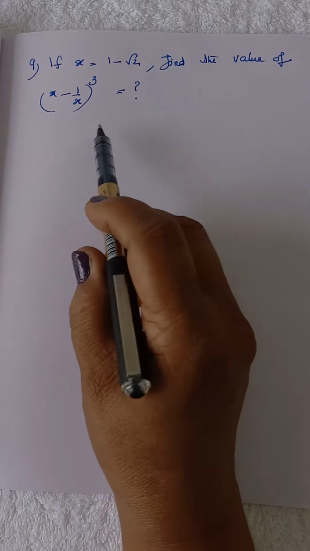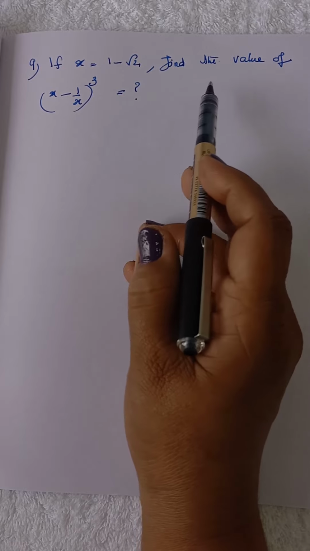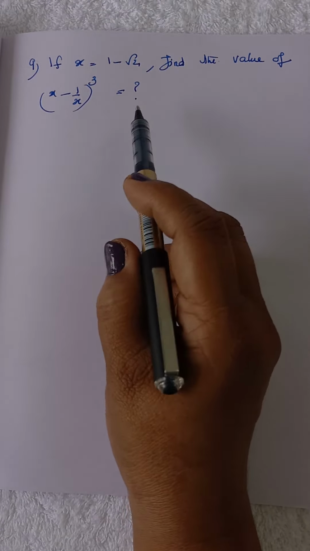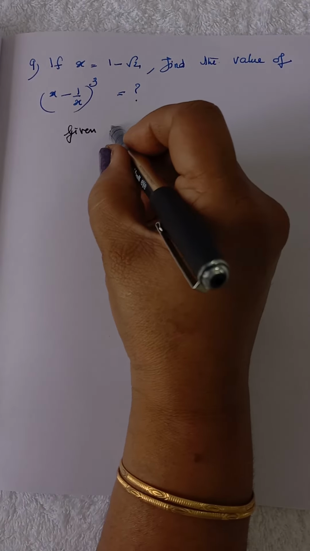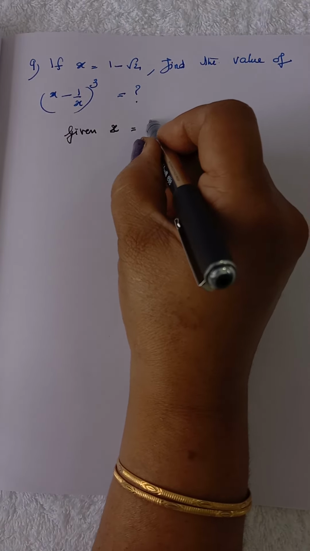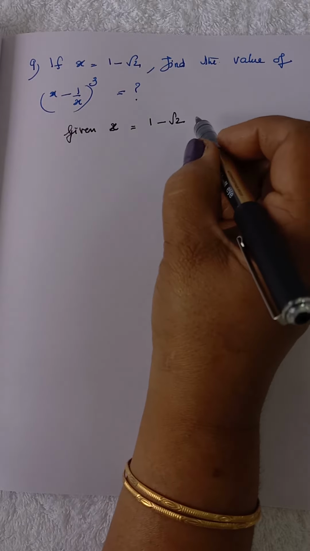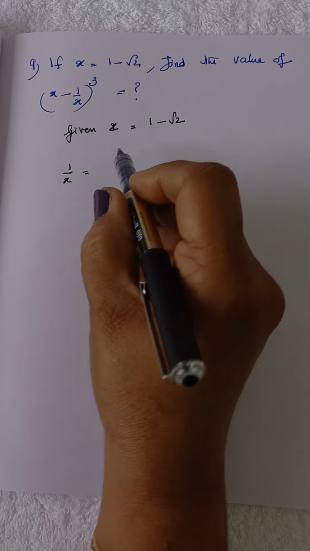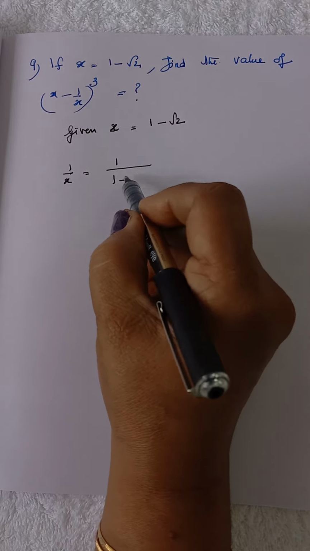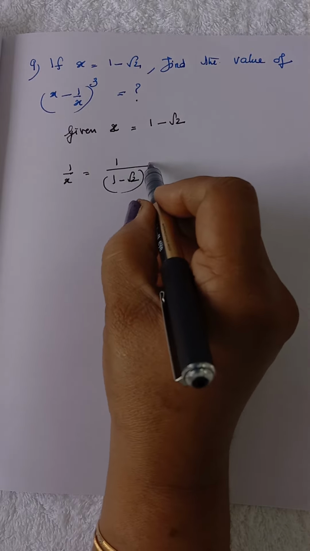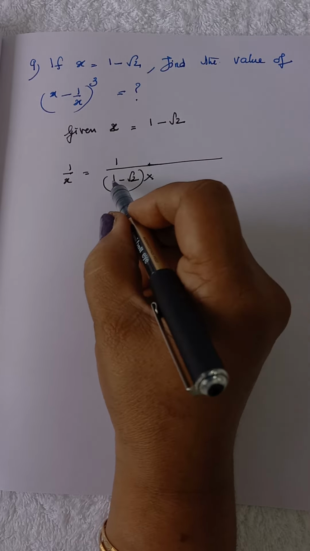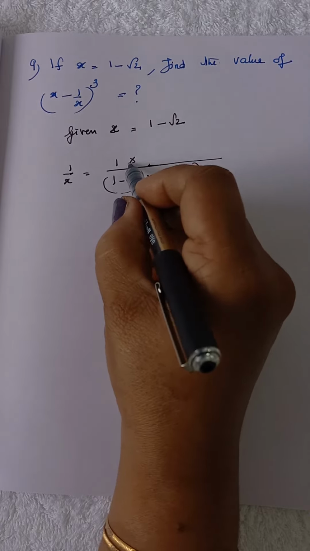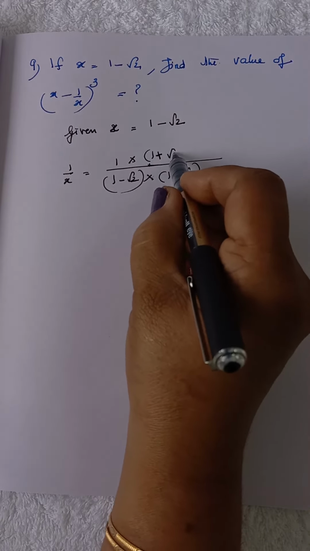Ninth question is, if x is equal to 1 minus root 2, find the value of x minus 1 by x whole cube. So here we are given x as 1 minus root 2. So let us find out 1 by x at first. 1 by x is equal to 1 by 1 minus root 2. We can rationalize the denominator. So what is the conjugate? 1 plus root 2, in the numerator also we have to multiply 1 plus root 2.